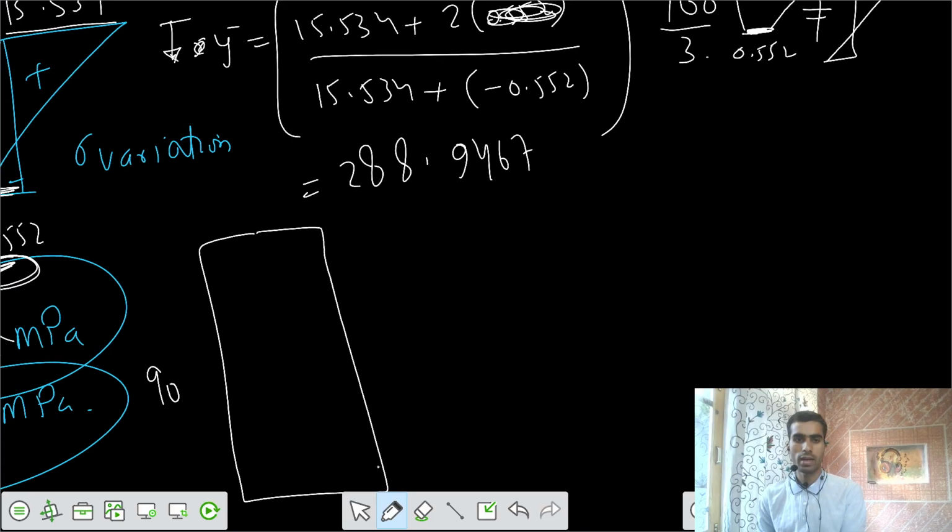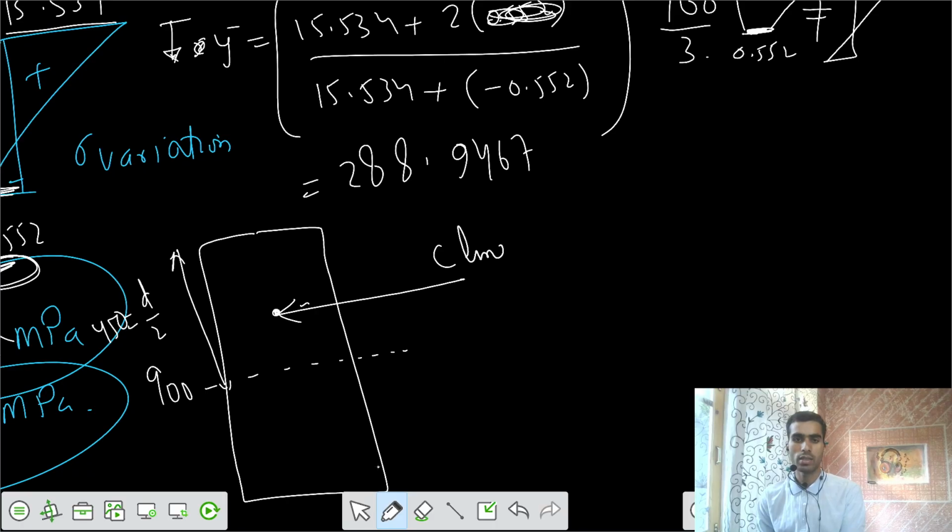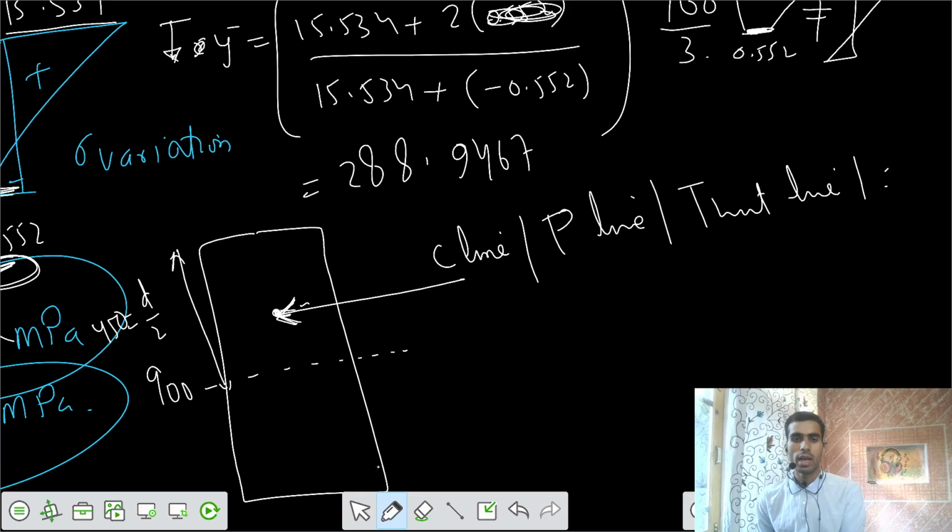So the total depth was 900. That means from the neutral axis up to the top is 450. That is d by 2, 450. Okay, and we have the centroid of the C force somewhere here. C force location, thrust line, C line. I can say this is the C line point, the P line point. This is the thrust line point. Okay, this is the pressure line point. Then I would say this is the line of action of that C force.